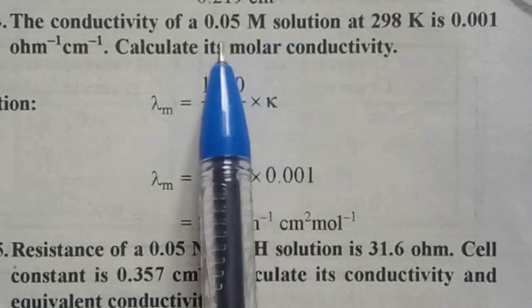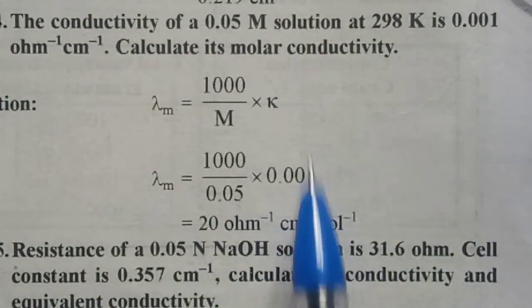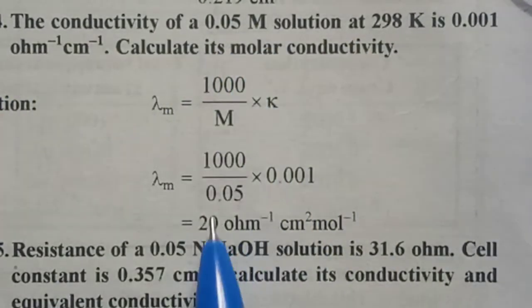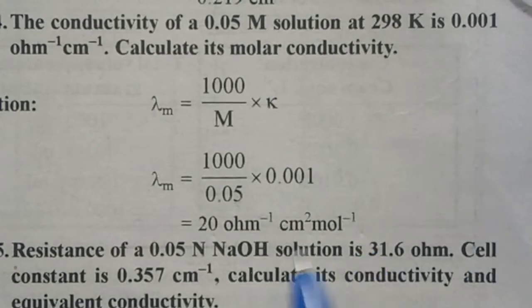1000, kappa is 0.001. Okay, and the molarity is 0.05. Place the values and calculate. The answer will be 20 ohm inverse centimeter square mole inverse.